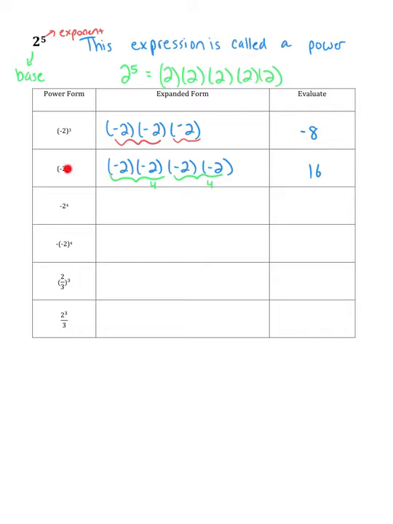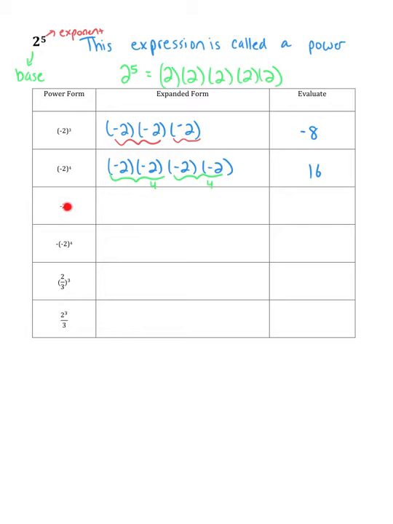So when the base is negative, sometimes when we evaluate it, the answer is negative and sometimes it's positive. That will depend on the exponent. If the exponent is odd, such as 3, it will be a negative answer. If the exponent is even, such as 4, it will be a positive answer.